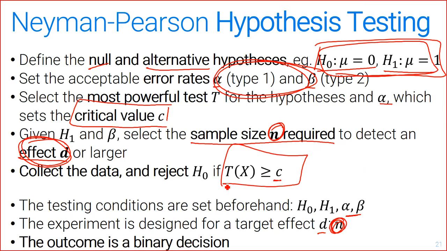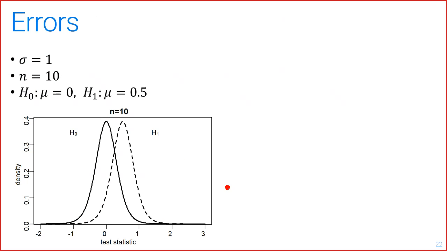So let's take a little bit more detail here. Imagine that we are again testing the mean, and in our data, let's assume the variance of the data equals 1. So this is how much they vary. In our study, we have collected only 10 observations, and our hypotheses are H0, the null hypothesis, let's say the mean equals 0, and the alternative hypothesis, let's say that it's 0.5.